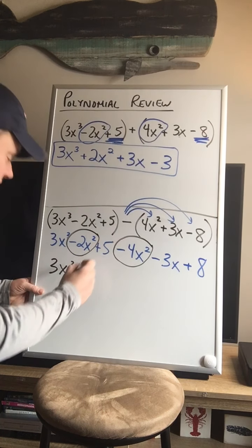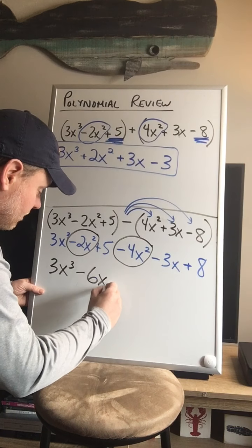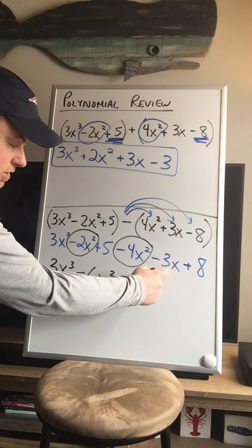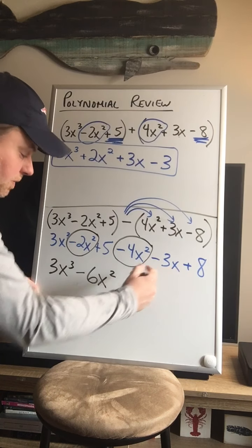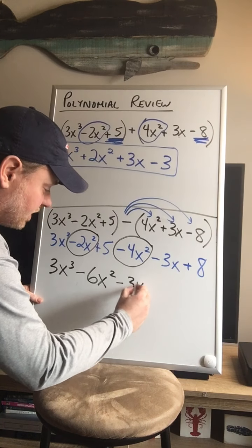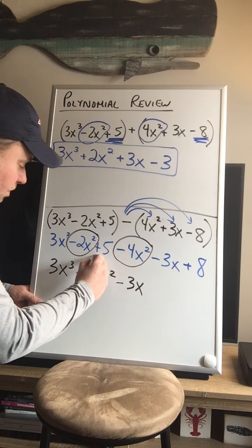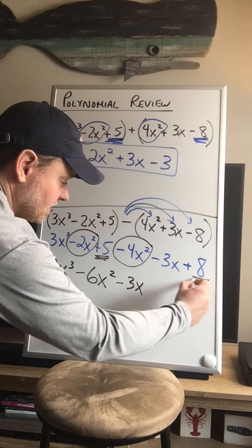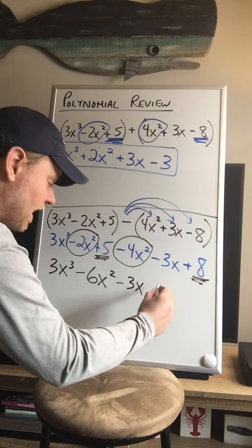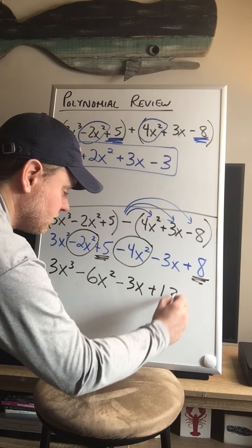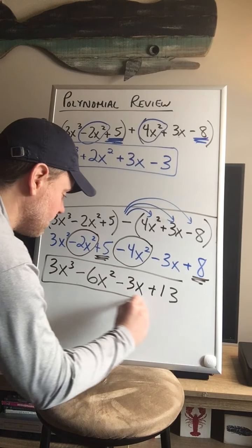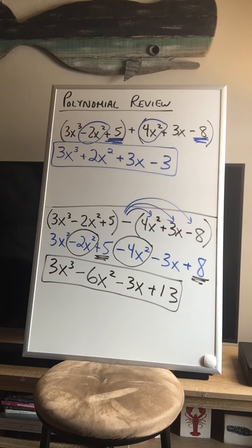So minus 2 minus 4 makes minus 6x squared. Once again, there's nothing to combine with the minus 3x, but this time it's a minus 3x instead of a plus 3x. And now plus 5 and plus 8, since they're both positive, I add them together and it's 13. So our answer is slightly different because of the subtraction. Okay? But this is the key when adding and subtracting: you can only add and subtract like terms.